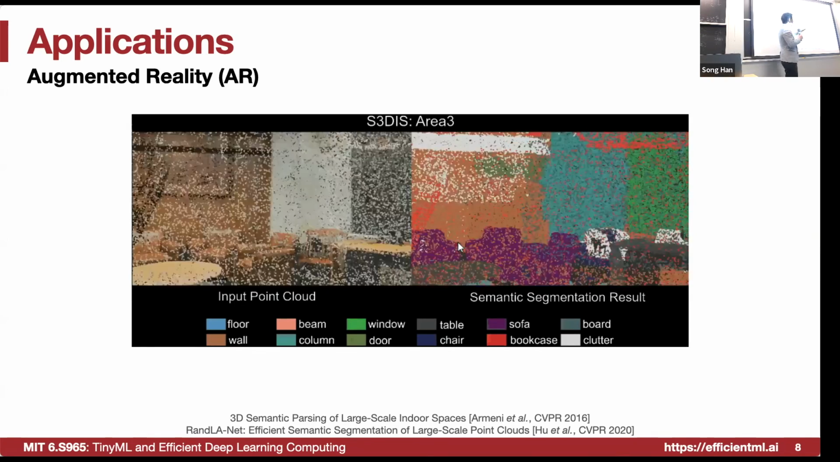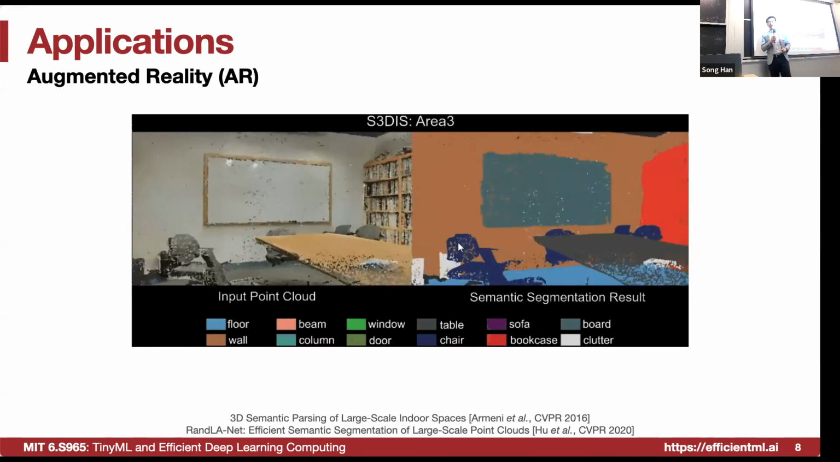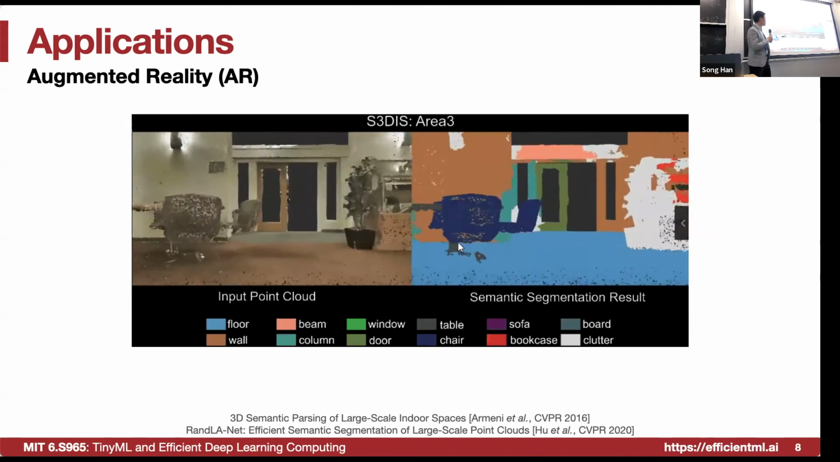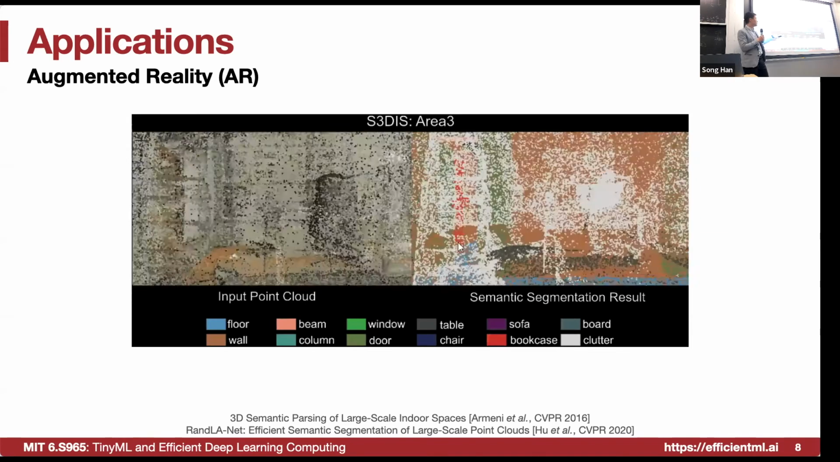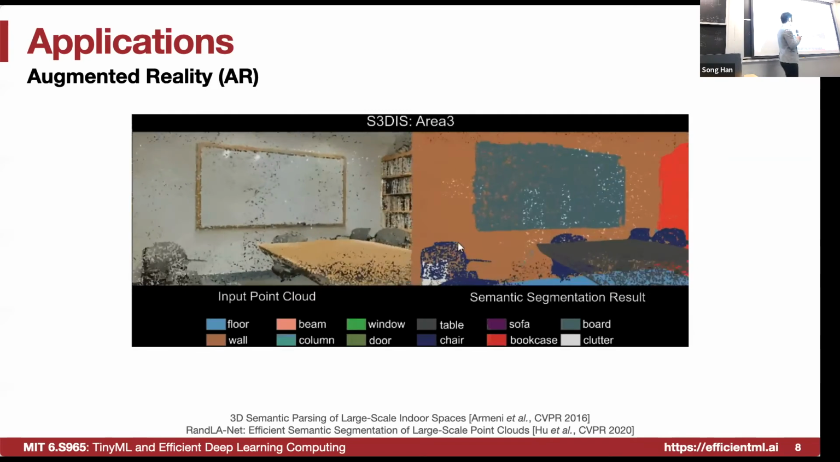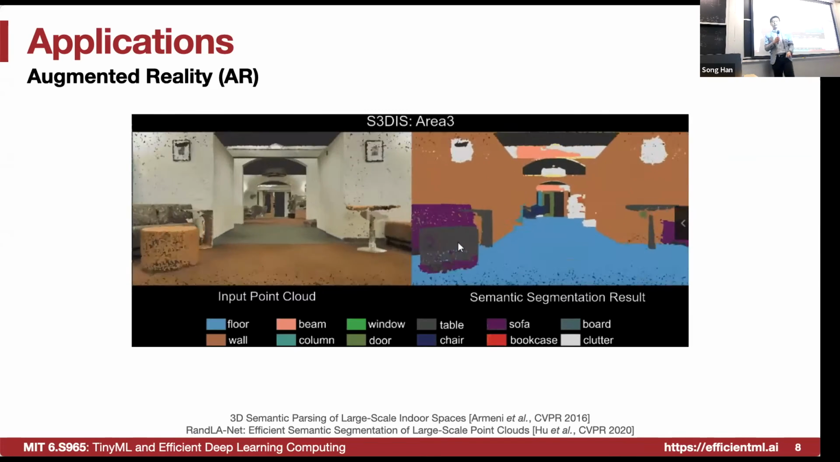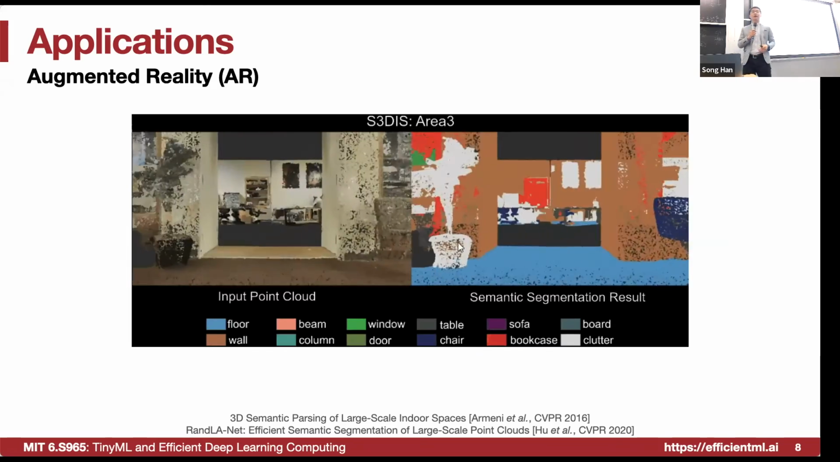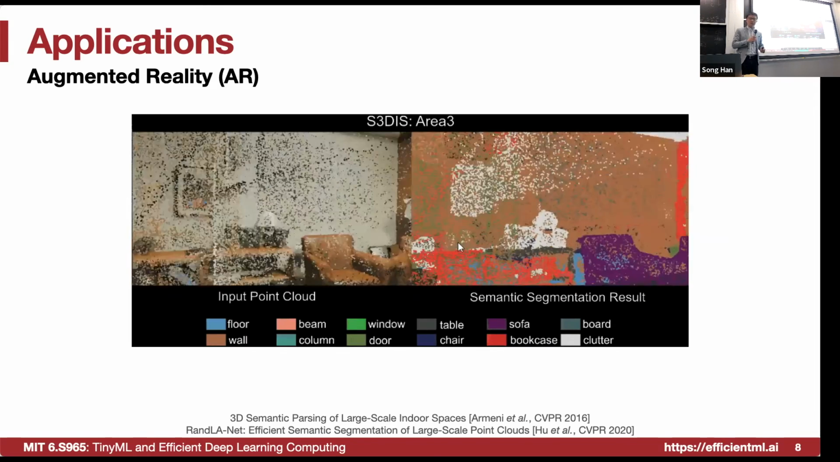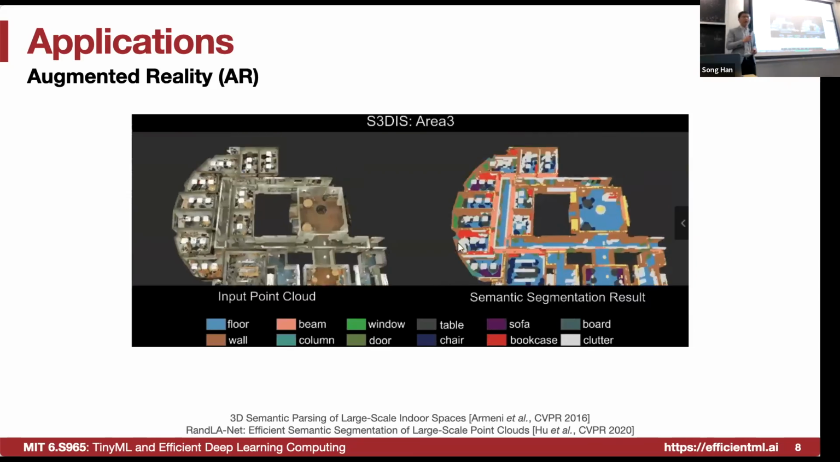So we can label each voxel with its corresponding category. Right? For example, floor is blue, window is green, bookcase is in red. Okay? So we can understand the indoor scene by using the point cloud. Okay, very helpful for AR applications.